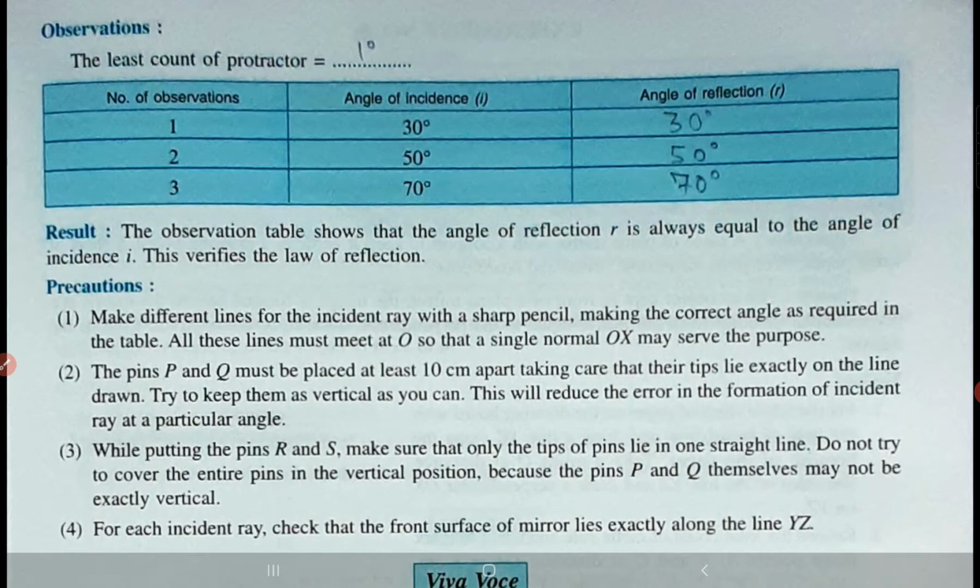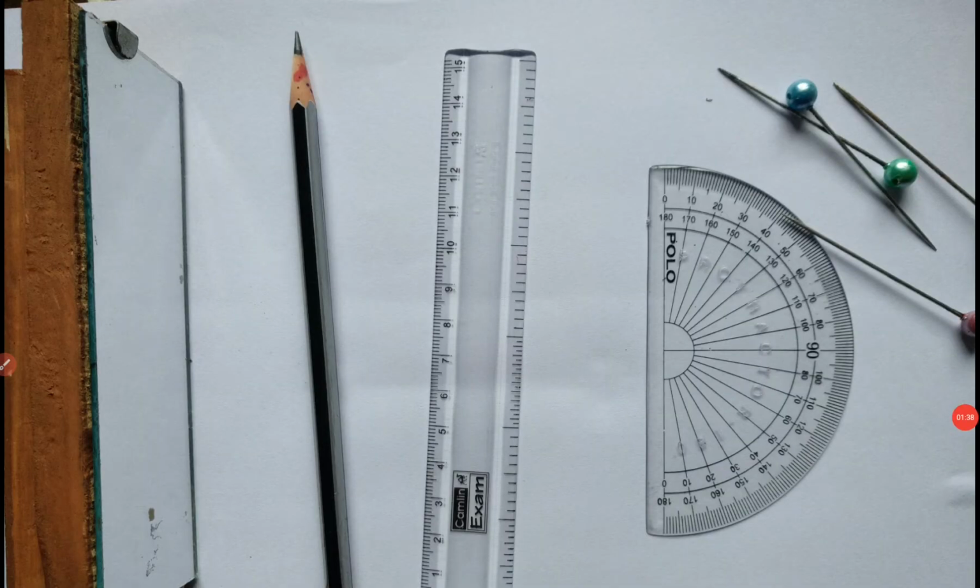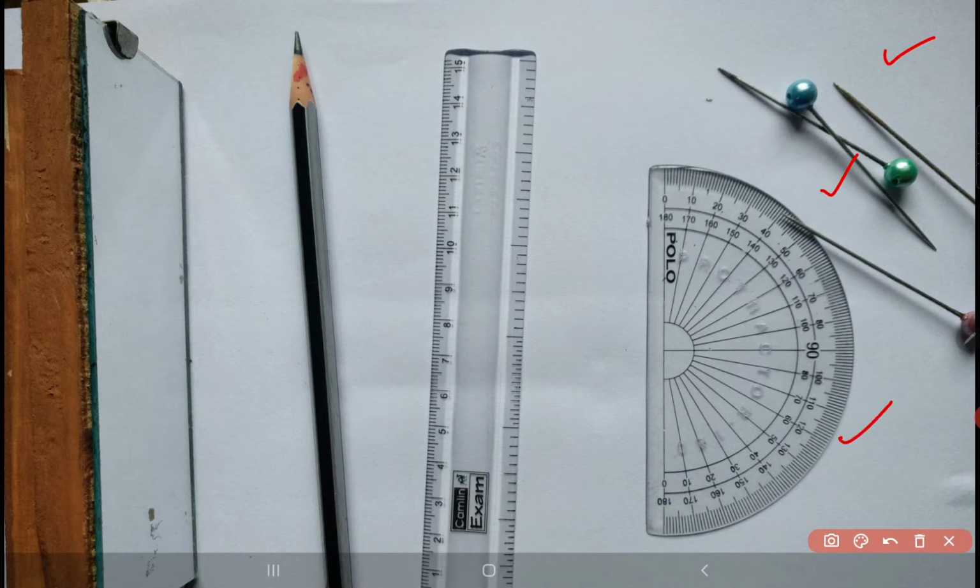Okay, so let us go to the experiment part. So here are our apparatus. The paper is already placed on the board. Here are 4 needles. This is a protractor, a ruler, a pencil and a plane mirror with the stand.